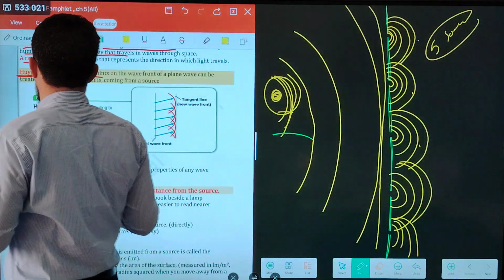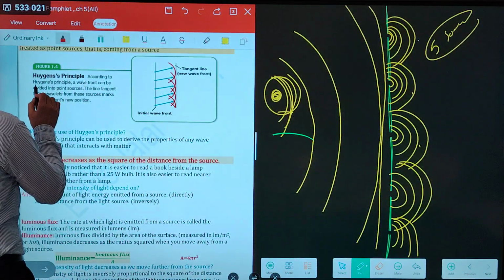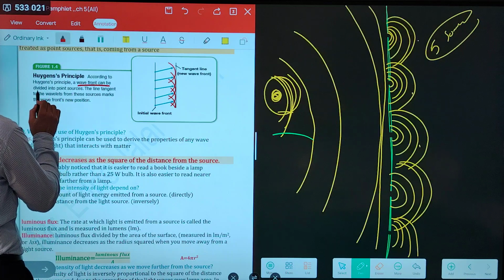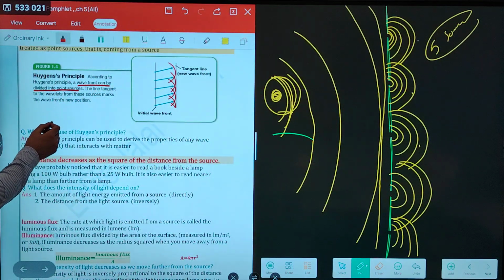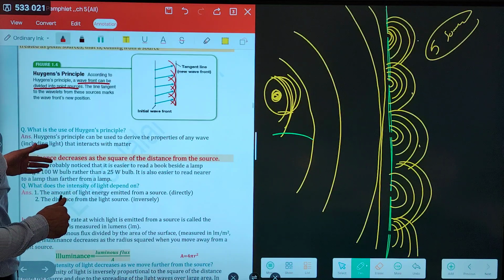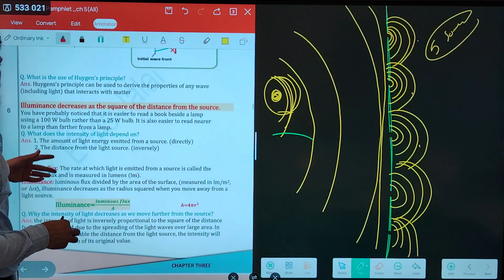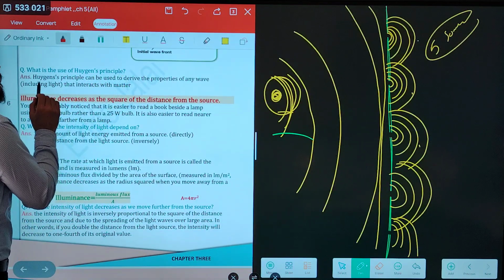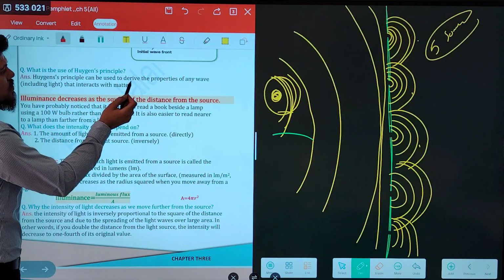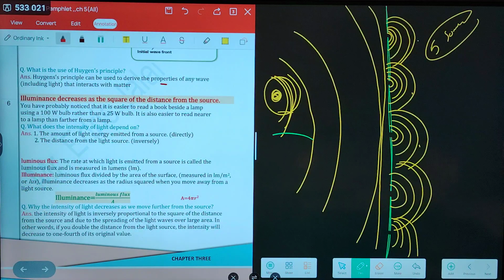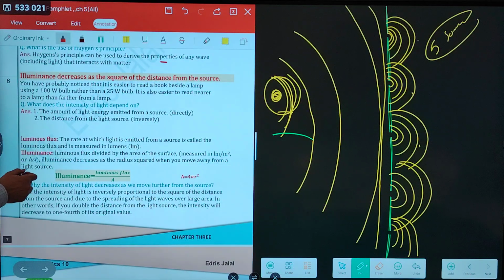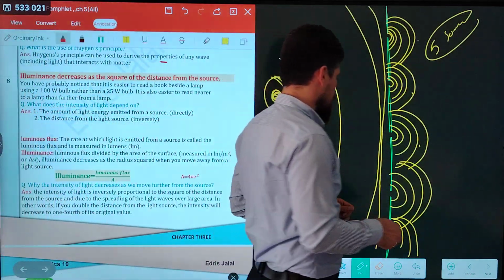Okay, this is the Huygens principle. According to the Huygens principle, a wavefront can be divided into point sources. Divided into what? Point sources. The line tangent to the waves from these sources marks the new position of the wavefront. What is the use of Huygens principle? It can be used to derive the properties of any wave, including light that interacts with matter.